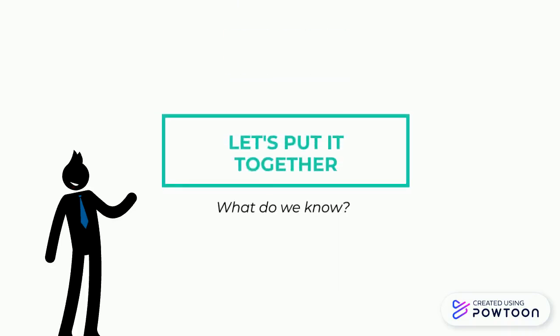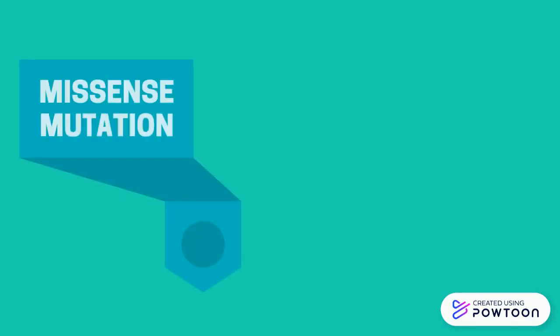So let's put it together. What do we know about Alzheimer's disease? There's a missense mutation on the 7th exon where there's a SNP, altering the normal function of the PSEN1 gene, leading to the buildup of amyloid peptides in the brain, which is a likely cause of neuron death.